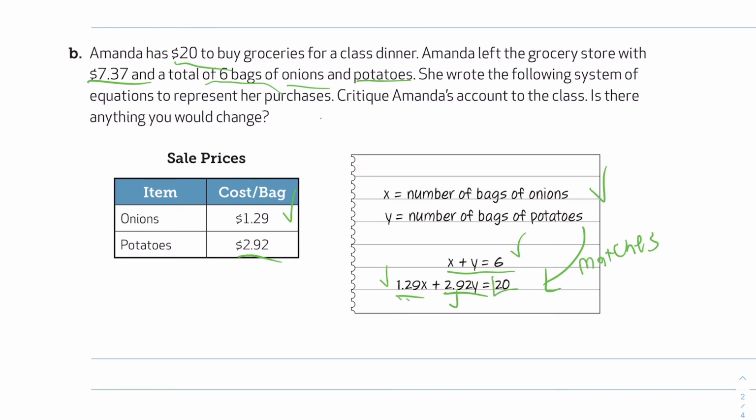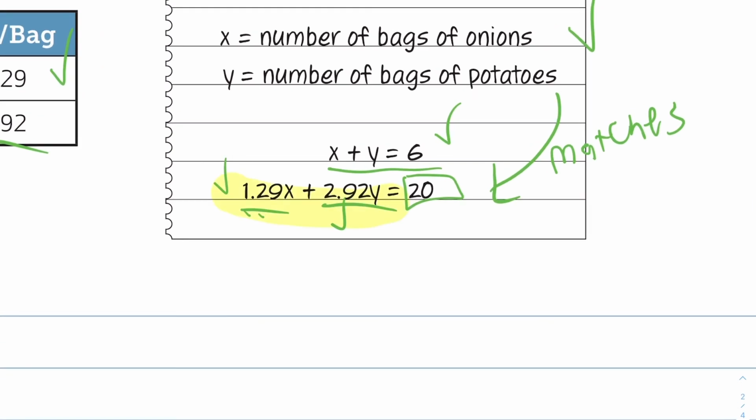Now let's just see about this number 20. That comes from the first and second sentence. She has $20 to buy groceries, but she comes back from the store with $7.37. So she did not buy this amount of groceries and it cost $20. She had $20. She had $7.37 as change, which means that she actually spent the difference between those, which is $12.63. So right here should be $12.63 because that's how much she spent at the store.